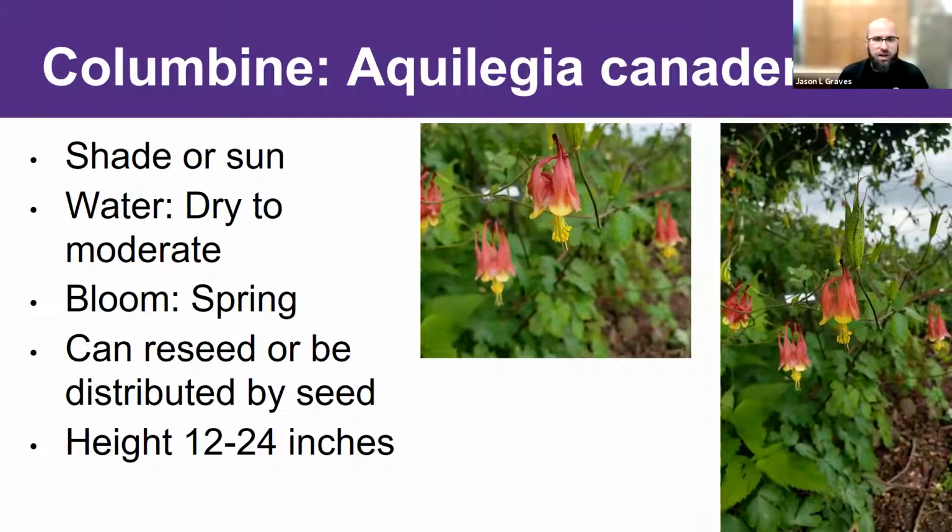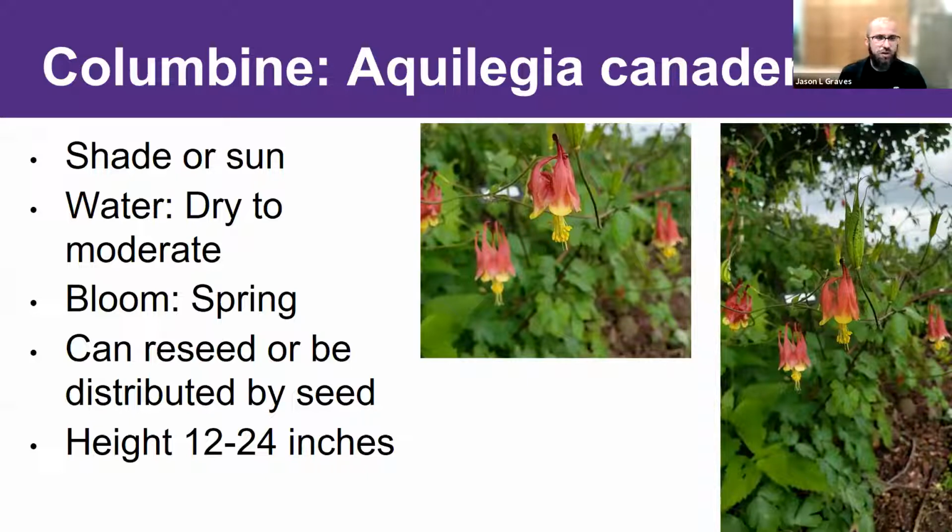The Columbine is another one that we focus on in spring. It's another good one that's really adaptable, shade or sun. A lot of times it can tolerate both, at least the species. And so a lot of times you'll also see things like hummingbirds and various other, I guess, users of this plant as well in the landscape.